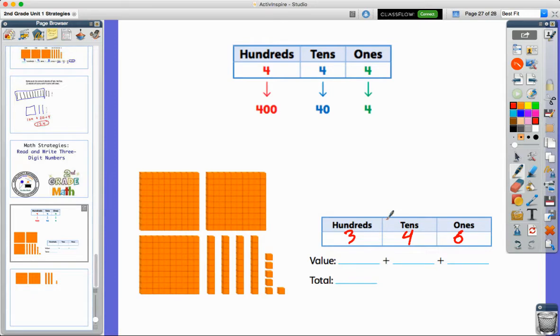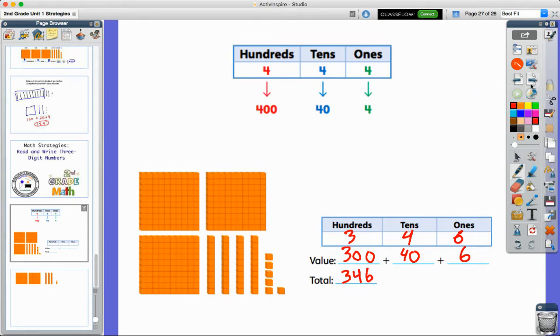Then let's talk about, again, the value. So 3 groups of 100 is 100, 200, 300. 4 groups of 10 is 10, 20, 30, 40. And of course, our 6 ones is just worth 6. But then once I know the value, that puts it in expanded form, and I can put it back together. I can read that number as 346, and again, I put it together into one 3-digit number, 346.